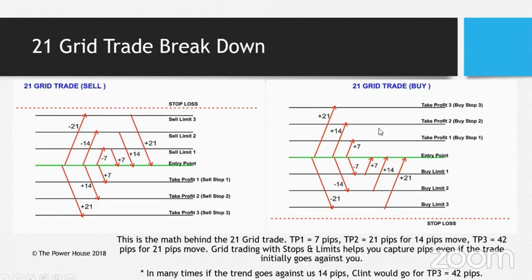The same goes if we are going long and the trend is going against us and it goes down first and then comes back to buy. We also get those pips by the time it comes back to break even. We already would have 21 pips if it went 14 pips from the original entry against us. And as we can see over here, we have take profit 1 as 7 pips, then take profit 2 after another 7 pips is 21 pips, and if we are going for take profit 3, that's already 42 pips.